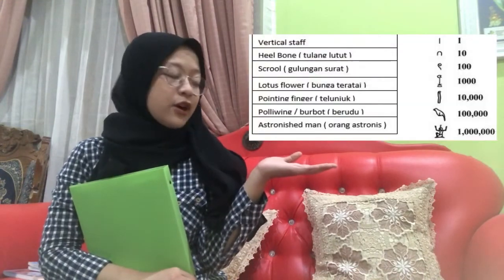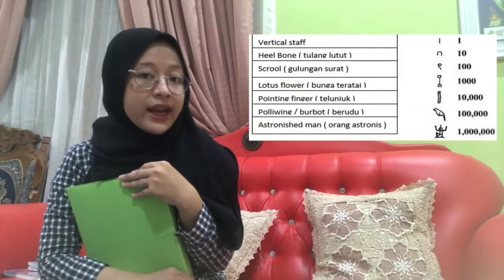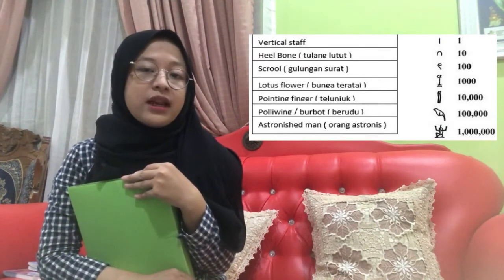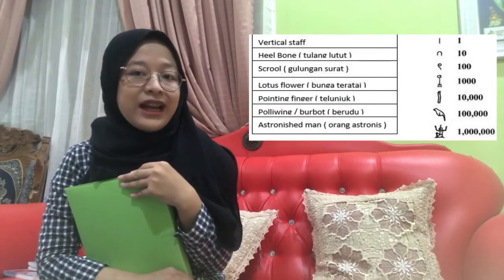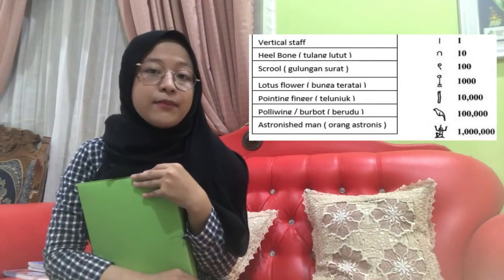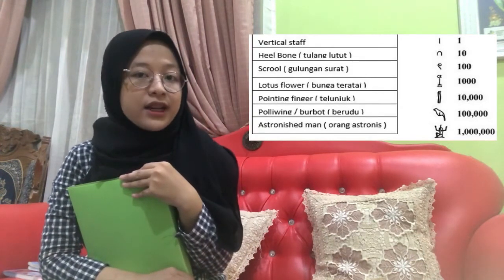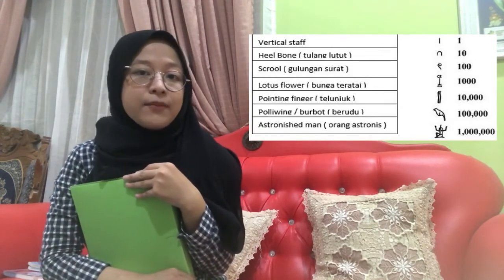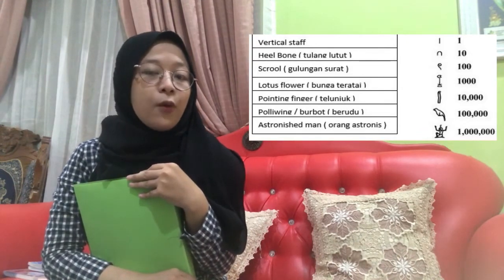This Egyptian writing was named from the word papu, which is a kind of plant. This is the symbol used in this ancient Egyptian numerical system. Based on the picture, we know that a vertical stick represents number 1, heel bone represents number 10, scroll represents number 100, lotus flower represents number 1000, pointing finger represents number 10,000, polywing represents number 100,000, and atonizement represents number 1,000,000.